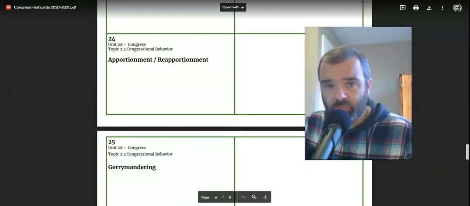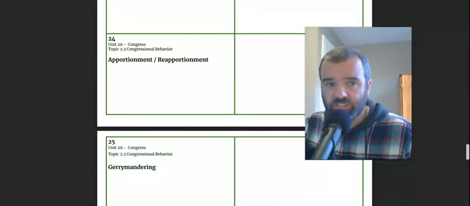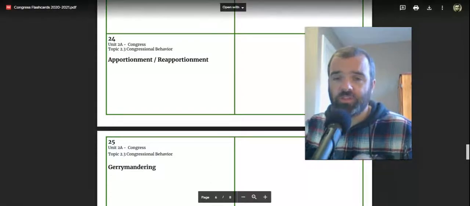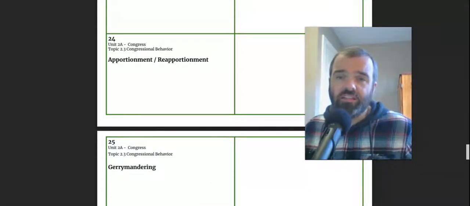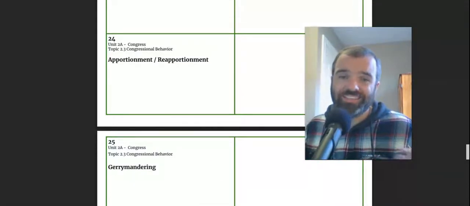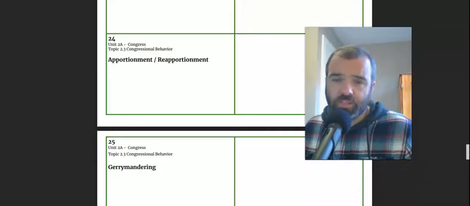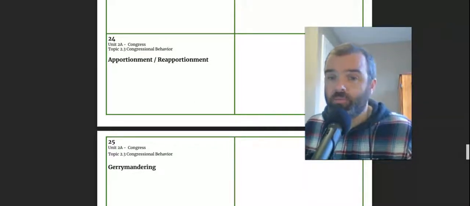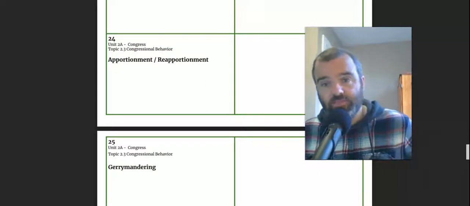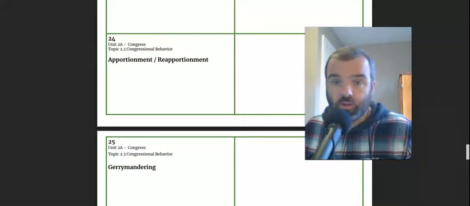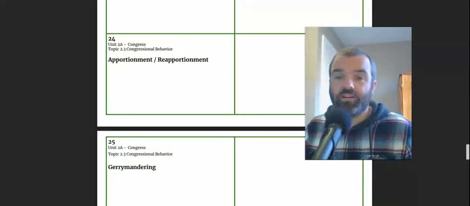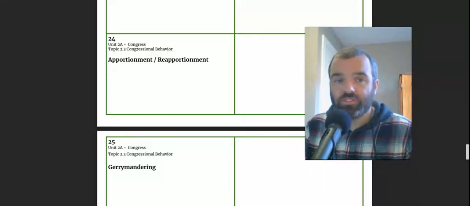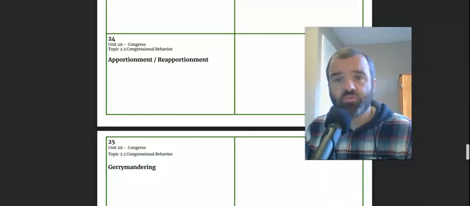So just a couple of terminology issues here. Apportionment is simply the concept of dividing the members of the House of Representatives by state according to population. So, for example, Massachusetts has 9 members of the House of Representatives. California has 53, and Wyoming has 1. And so they're all based on how many people live in those states. Every 10 years, that gets reapportioned.